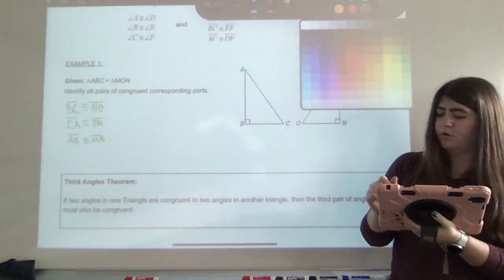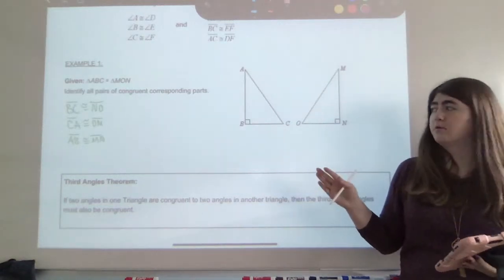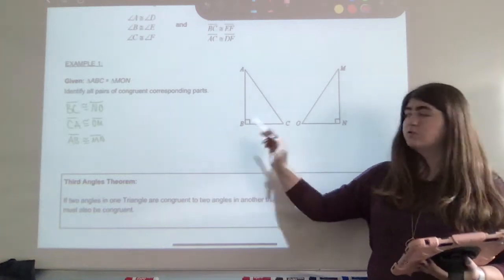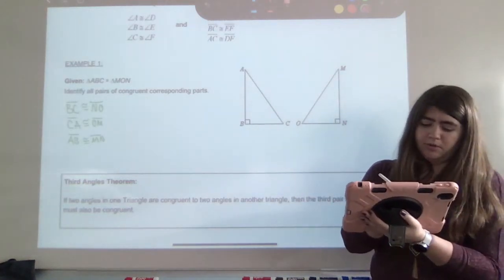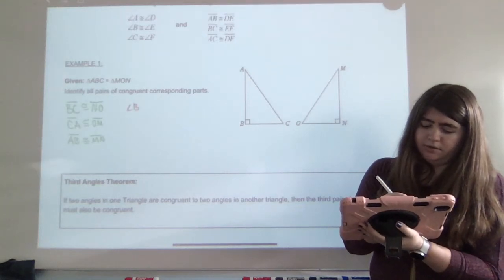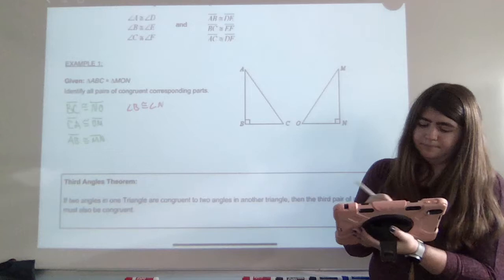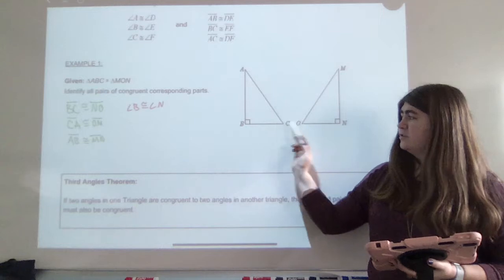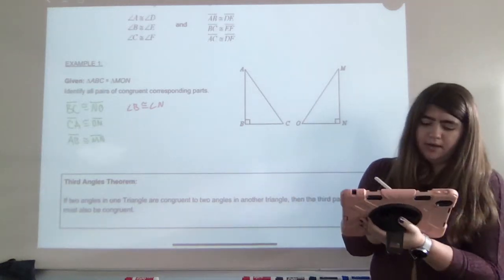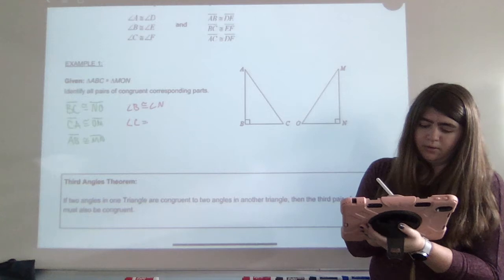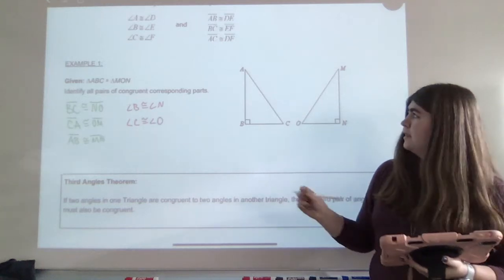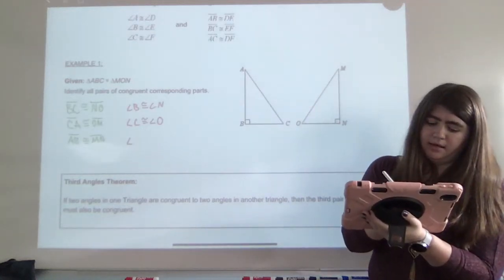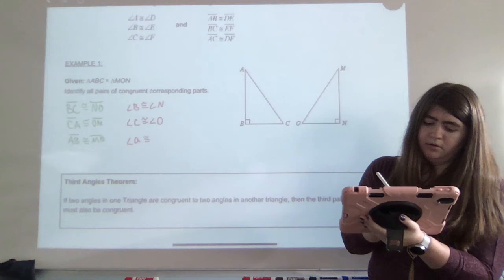Now I'm going to go through and write in all of my corresponding congruent angles. So we already talked about how the right angle is shown in B and N, so those must be congruent because they're both 90 degrees. So I have angle B is congruent to angle N. Then I headed towards C and then O, so C and O must be corresponding. So angle C is congruent to angle O. And then last but not least, we have angle A and angle M. So angle A is congruent to angle M.